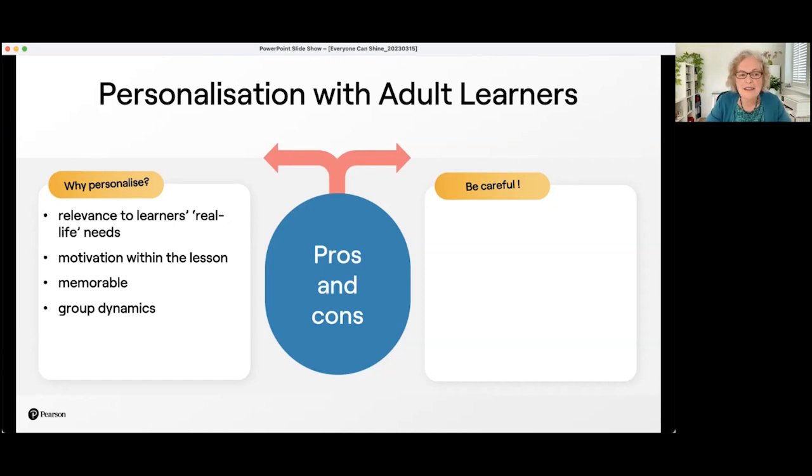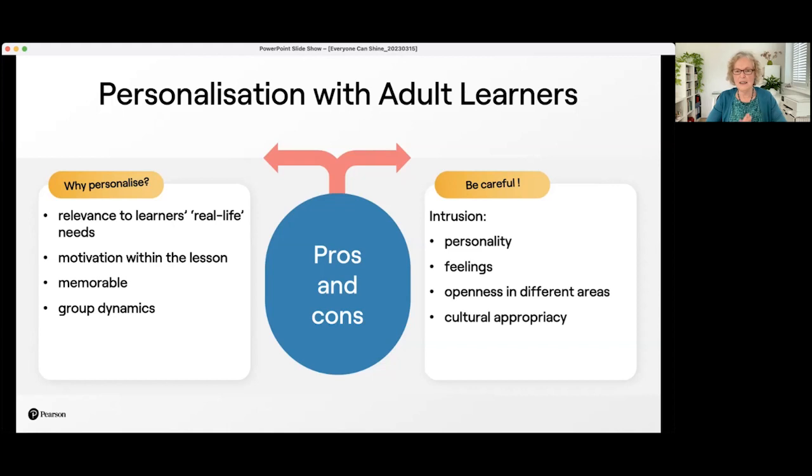And last but not least, group dynamics. The more you find out about people in the class, the more likely you are to bond with those people. Let's have a look at the be careful side of things. And I think we can give the overarching warning of intrusion. First of all, my personality. Perhaps I'm somebody who's quite quiet and introverted and reflective. I don't necessarily want to be asked to talk about myself all the time. I might want to reflect, and talk when I feel like it.